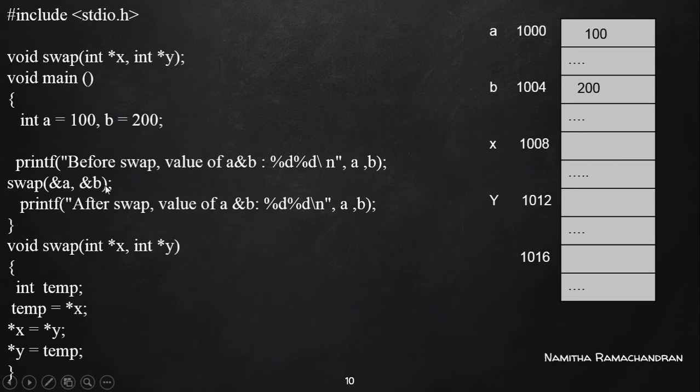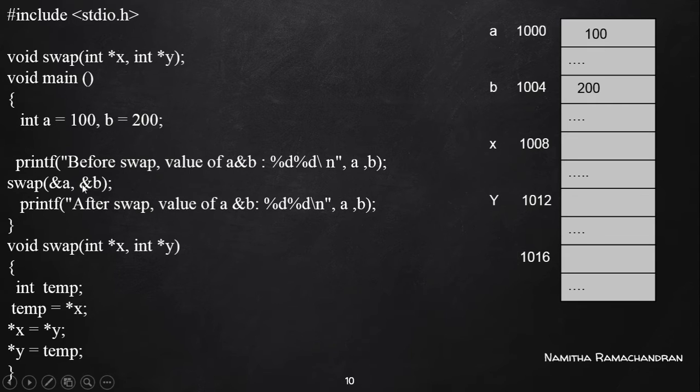So while calling this, what happened? We need to transfer control from this location to the function body. That is, control is now available here. Now we need to copy the address of a into x, and we need to copy the address of b into y. So a is initialized with value 100 and is pointing to this address location. b is pointing to this address location and the value is 200 now.